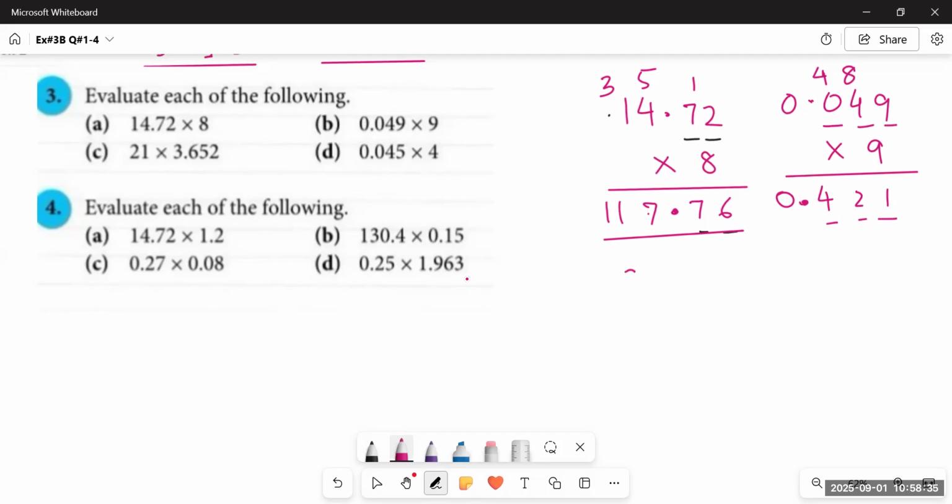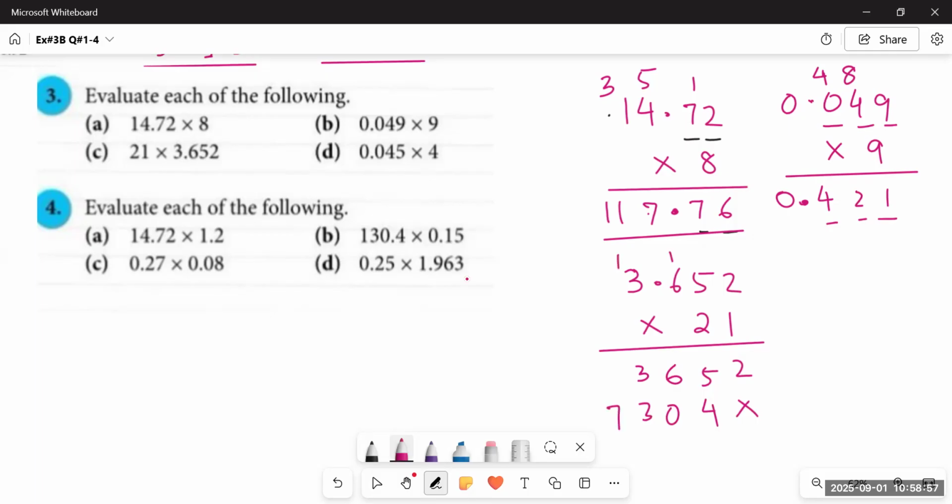I'm going to write 3.652 above because it has 5 digits and 21 below because it has only 2 digits, starting from 1. So when we multiply any number by 1, it gives us the same answer. 1 twos are 2, 1 fives are 5, 1 six are 6, 1 threes are 3. Put a cross over here, 2 twos are 4, 2 fives are 10, 2 six are 12, plus 1 13, 2 threes are 6 and 7. So it would be 2, 9, 6, 6, and 7.